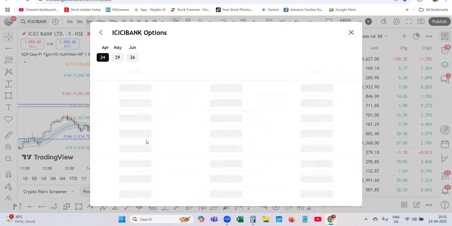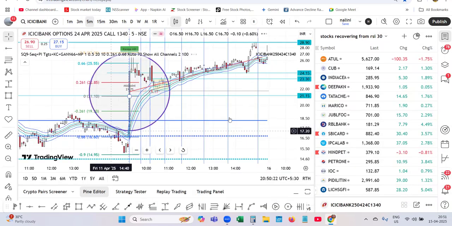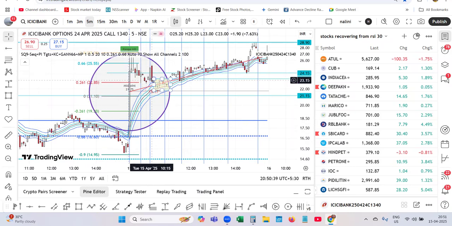1340 call option in the money. See, it was a huge move from the bottom, from 16.30. It moved hugely, from 16 to 27, almost a 90 degree move. Then it started correcting. This is an option, so it started correcting through the time.